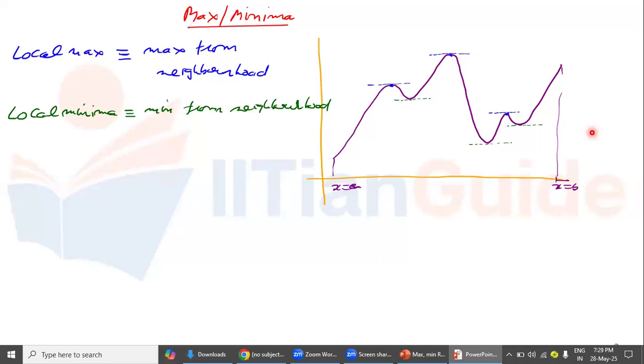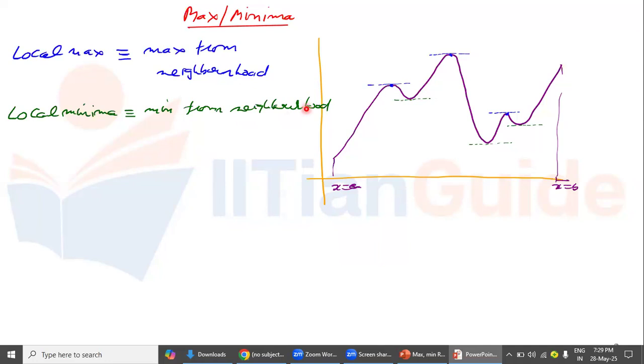Sir, I have a doubt, sir. Will there be a local maximum at x equal to b? No, it's not a maximum. Maximum is from the neighborhood. On the right of the point, the function is not defined, so we cannot say anything. There is a difference between the absolute maxima and the absolute minima. I'm not talking about the absolute, I'm talking about the neighborhood. Clear?